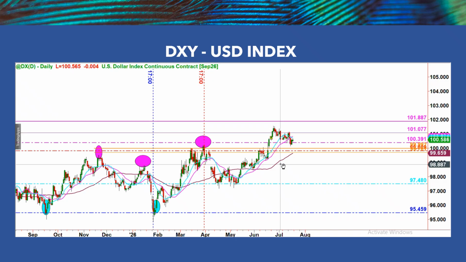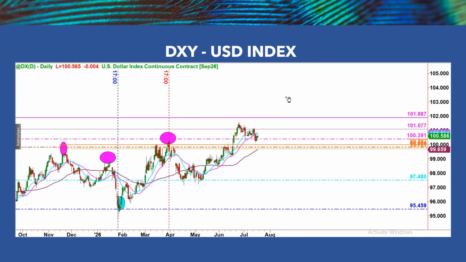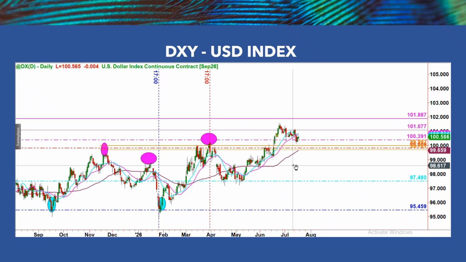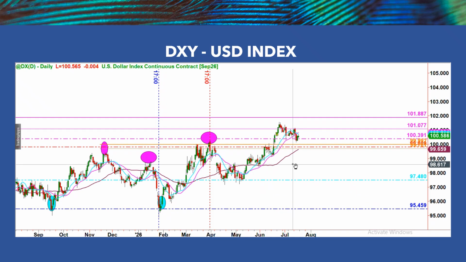But then once the war resumed, Dixie has managed to gather some strength. However, it's still hovering around its range that was about 100.391, where it had been stuck for a very long time, and it's still now the resistance which has turned into support, and that's how it's trying to bounce off this area and go back into the supply right on top of it between 101.077 and 101.887.